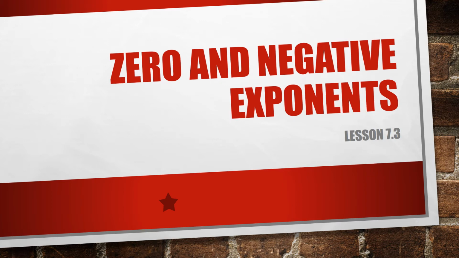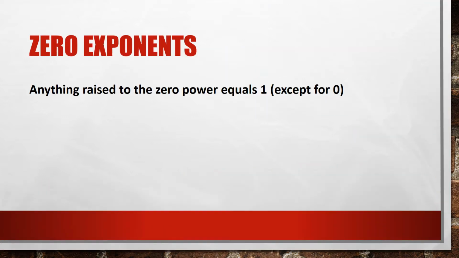Today's lesson is about zero and negative exponents. With zero exponents, anything raised to the zero power equals 1. 6 to the zero power equals 1. 3.5 to the zero power equals 1. Negative 12 to the zero power equals 1.